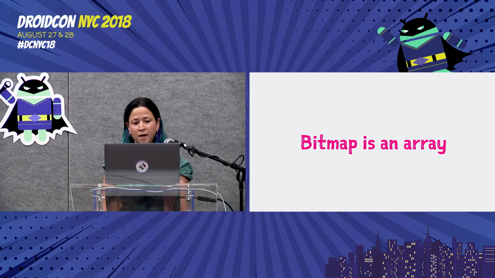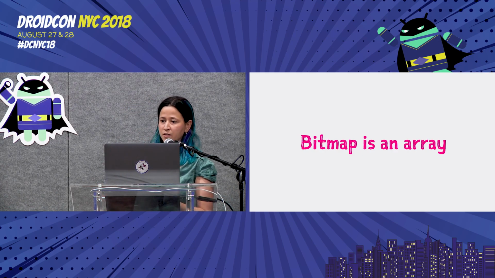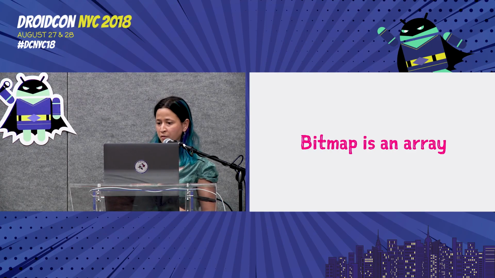To store a bitmap, we actually just use an array. The file has properties such as the height and the width of the image, and how many bits per pixel we're using to store the color information.